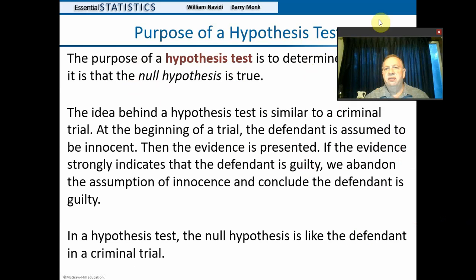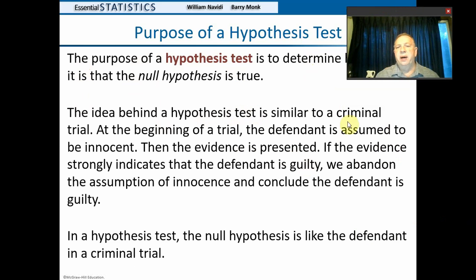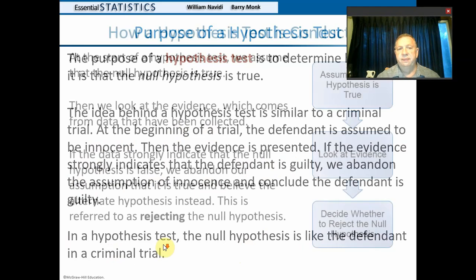So here's kind of a statement. What's behind this hypothesis test is similar to a criminal trial. At the beginning of a trial, the defendant is assumed to be innocent, or the hypothesis is true. Evidence is presented from a sample. I have to go grab a sample. If the evidence strongly indicates that the defendant is guilty, we abandon the assumption of innocence and conclude that the defendant is guilty. In the hypothesis test, the null hypothesis is like the defendant.